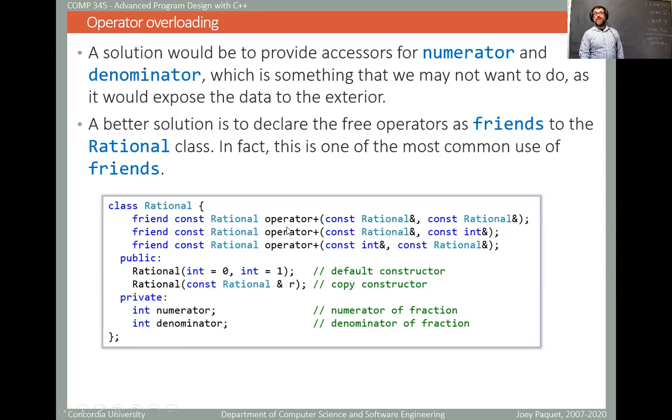This is right here by far the most, I would say, orderly and widespread use of friend. When you declare operators, you declare them as free operators and you make them friends of the class on which they operate. Okay. For all the same reasoning that I've explained leading to this example here.